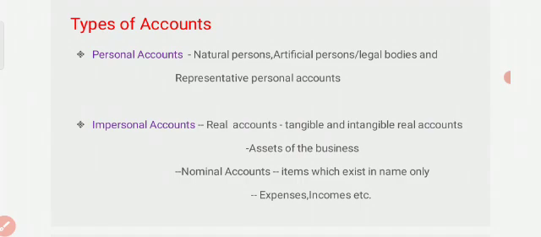And the next one, real accounts. Accounts in which the business records the real things owned by it, that is, assets of the business, are known as real accounts. Real accounts are of two types, tangible and intangible real accounts. Building, furniture, cash and machinery, etc. are examples of the tangible real accounts. Intangible real accounts are trademark, goodwill, patents and copyright, etc.